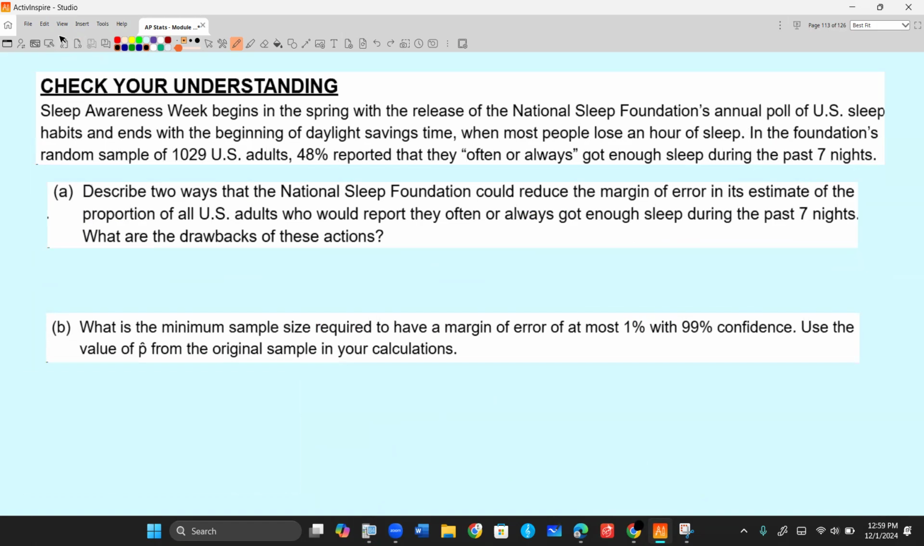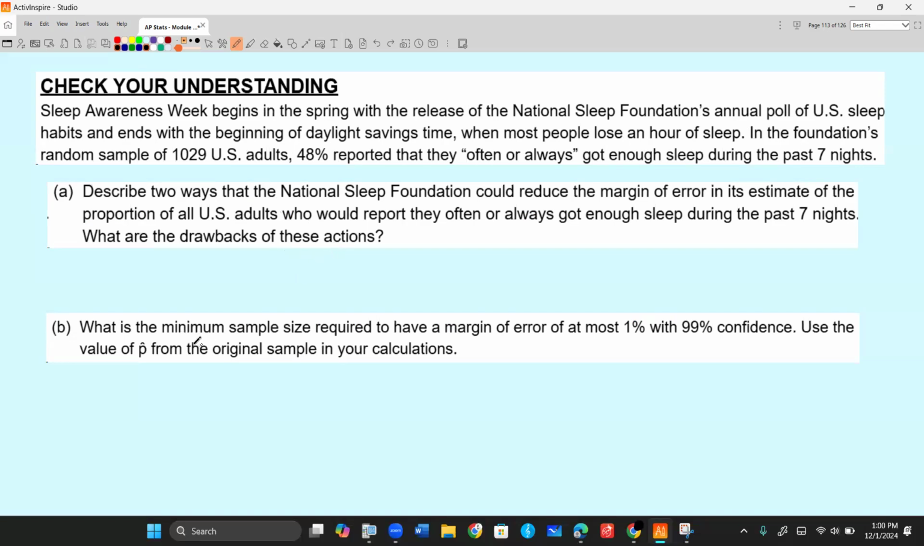Sleep Awareness Week begins in the spring with the release of the National Sleep Foundation's annual poll of U.S. sleep habits and ends with the beginning of daylight savings time, when most people lose an hour of sleep. In the foundation's random sample of 1029 U.S. adults, 48% reported they often or always got enough sleep during the past 7 nights. A, describe 2 ways that the National Sleep Foundation could reduce the margin of error in its estimate of the proportion of all U.S. adults who would report they often or always got enough sleep during the past 7 nights. What are the drawbacks of these actions?